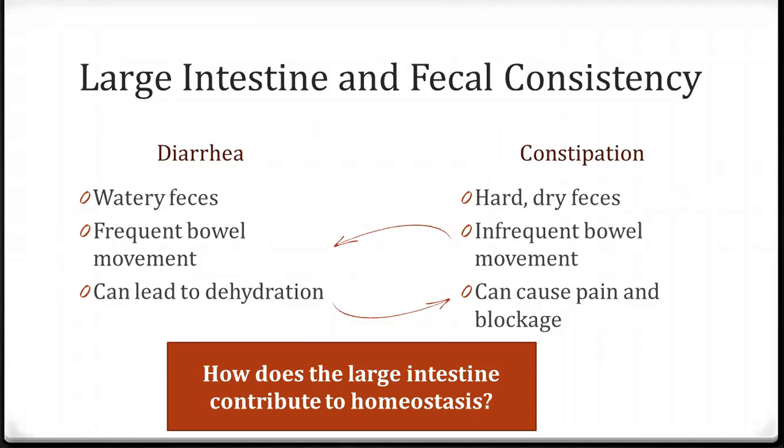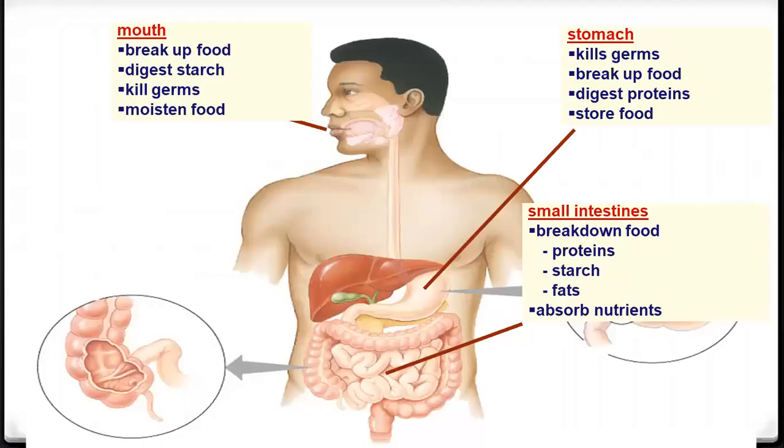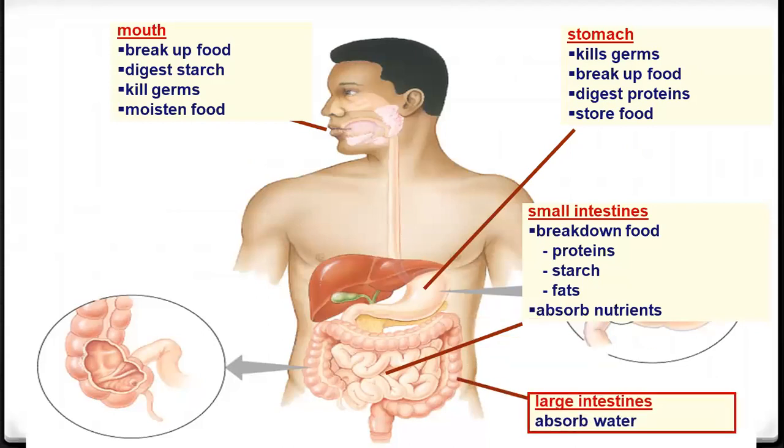So basically, based on that, how does the large intestine contribute to homeostasis? It would need to allow for more absorption of water if your feces are watery, and it would need to absorb less water if your feces are hard and you're constipated. Okay, so flip to the last page. Large intestines absorb water. Small intestines break down food, the proteins, starch, fats, and absorb nutrients.